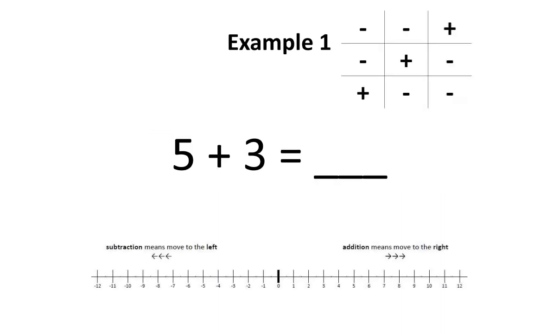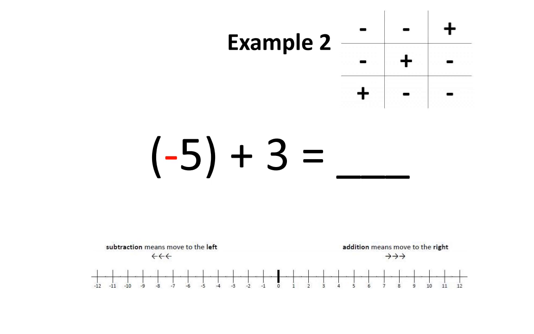In our first example, we need to find what 5 plus 3 is equal to. Using a number line, you would start at the number 5 and move 3 spaces to the right, which means you would end up at 8. Therefore, 5 plus 3 is equal to 8.